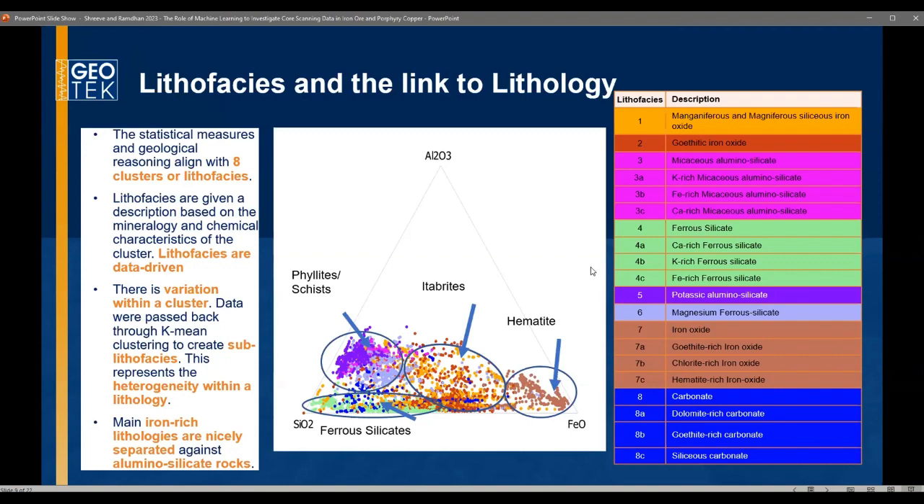Now, to lithology, they separate really nicely. We have our hematites down here, high iron and silica. We have our ytterbites in the middle with a mixture of both, different types of ytterbites and silica. Phyllites and schists over here, and our ferrosilicates. The thing to notice here is that we do see iron-rich lithologies separated nicely, but also you get a lot of variation within these clusters. And that's where the subclustering, which I don't have time to go into today, comes into place, where we can look at the heterogeneity between each of our subclusters as well. So lithofacies do link to lithology.